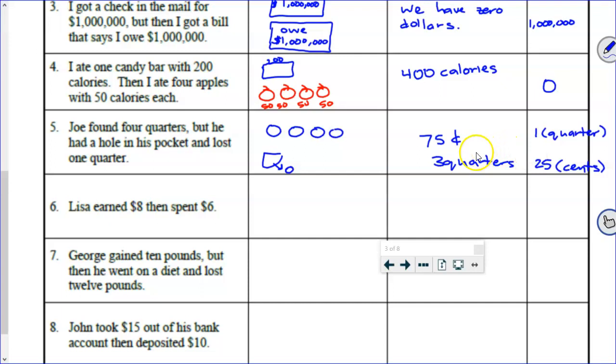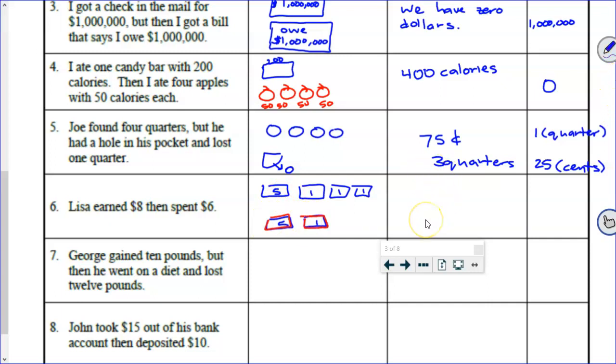Lisa earned $8 and then spent $6. I'm a lazy mathematician, so she earned a $5 bill and 3 $1 bills. Aren't you glad that all my money is perfectly sized too? I hope yours is too. Is yours just as good as mine? This is what she spent. Maybe I'll have to highlight a different color so that we know that's what she spent.